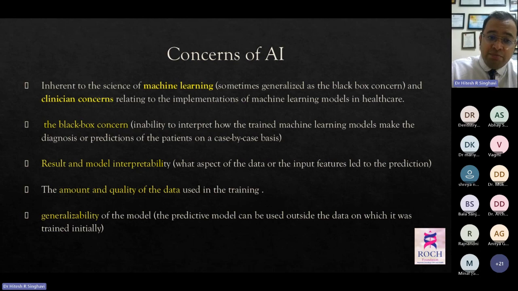Also, result and model interpretability. For example, the tongue is the most common site of oral cancer as far as the global scenario is concerned, but in the Indian scenario it is the buccal mucosa. So if your AI is built on a data set from the Indian subcontinent, then buccal mucosa will be the high risk site as compared to tongue.